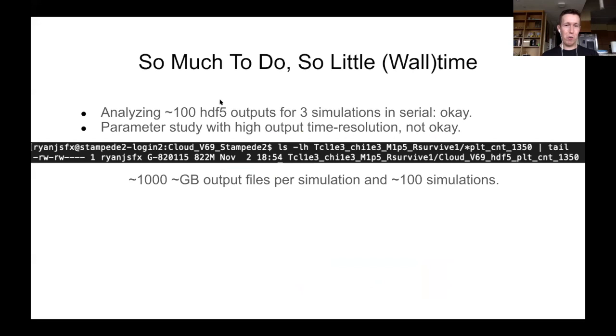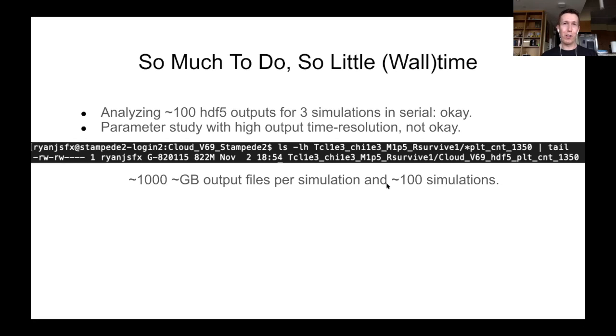So the issue with one of my more recent projects is that it's no longer the case that I have roughly 3 simulations with a few hundred files. Instead, I have roughly 1 gigabyte files. I have about 1,000 of them, a bit more than 1,000. And I'm doing a parameter study, so I have around 100 simulations. Probably somewhere between 50 and 75 right now, but probably have 100 by the time it's done. And so this is rather a lot of data.